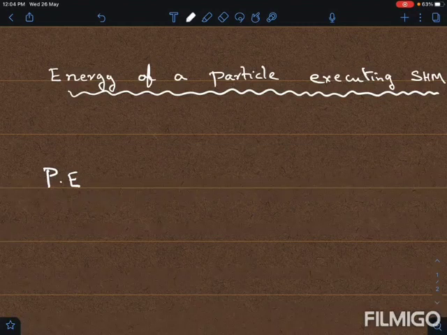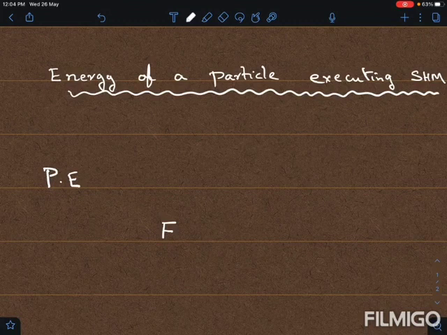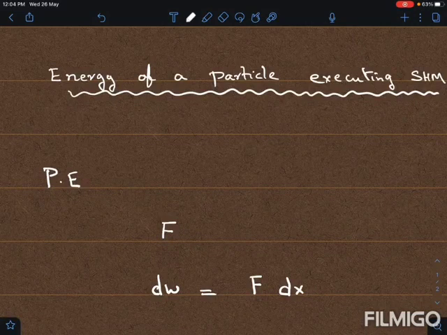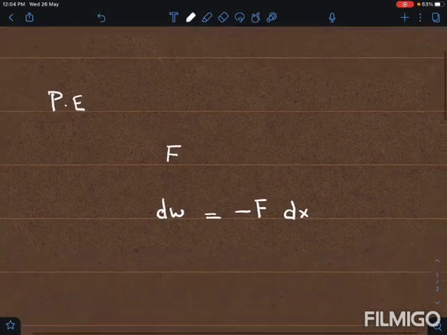So if F is the force, which we call the restoring force, then the work done dW will be equal to force into a small displacement dx. Since it is work done against the restoring force, dW is equal to minus F dx.